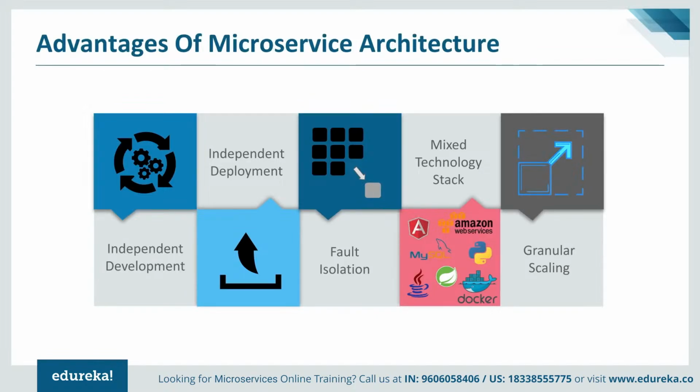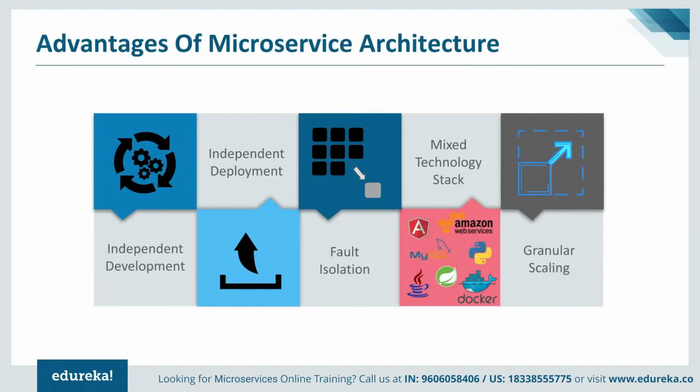Now, independent deployment means that you can update a service without having to redeploy the entire application. Bug fixes and feature releases are more manageable and less risky as well, because you have to focus on one particular service. You have to deploy or update one particular service. You don't have to care about the other services or the entire application as such, right?